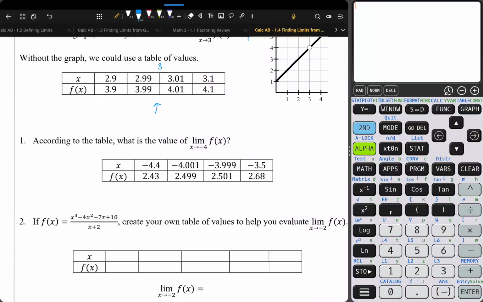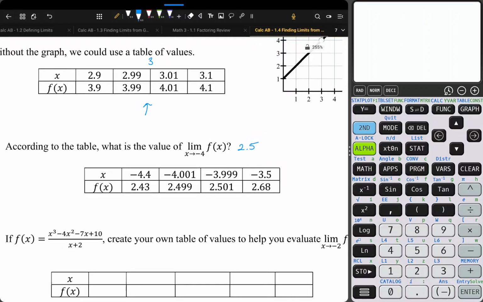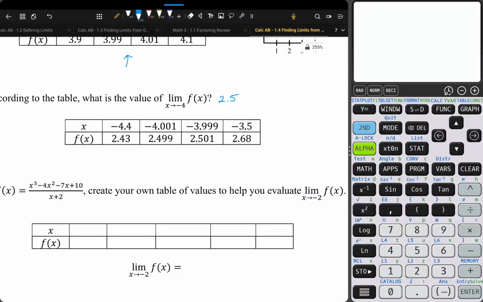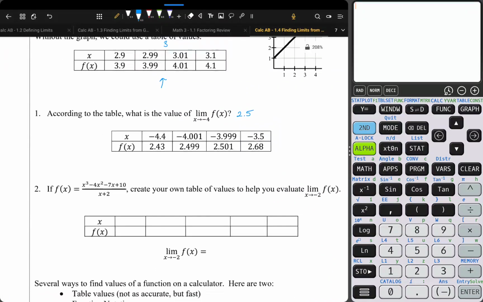Next one. According to the table, what's the value as we approach negative 4 of f of x? If I look at the table, negative 4.4, negative 4.001, we're approaching a specific value here from both directions. So what is the y value approaching? Hopefully you see that it's approaching 2.5. Right? Now, what if you're not given a table and you have to find your own? So here's a function. Create your own table of values to help you evaluate the limit as x approaches negative 2 of f of x.